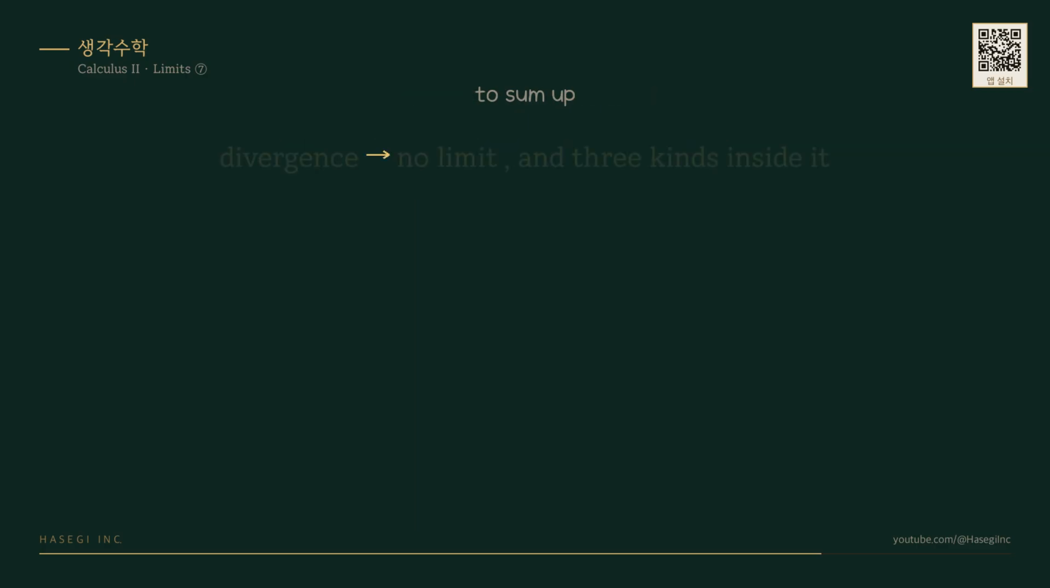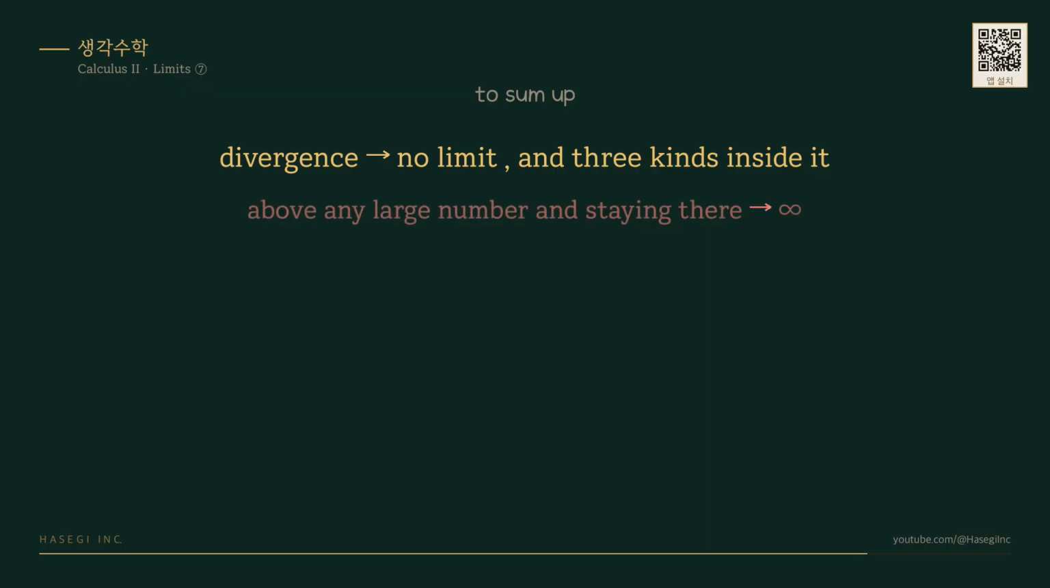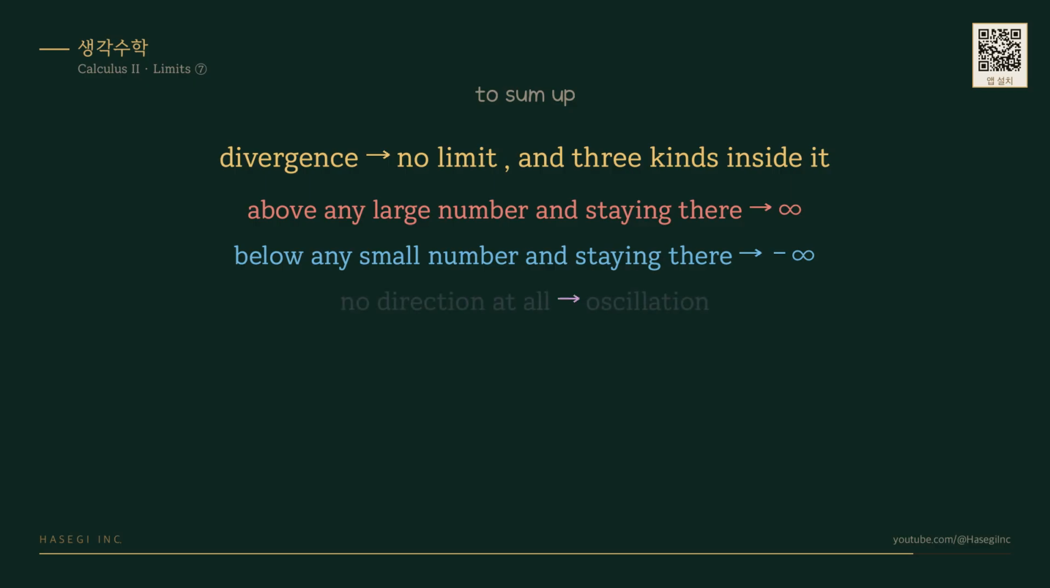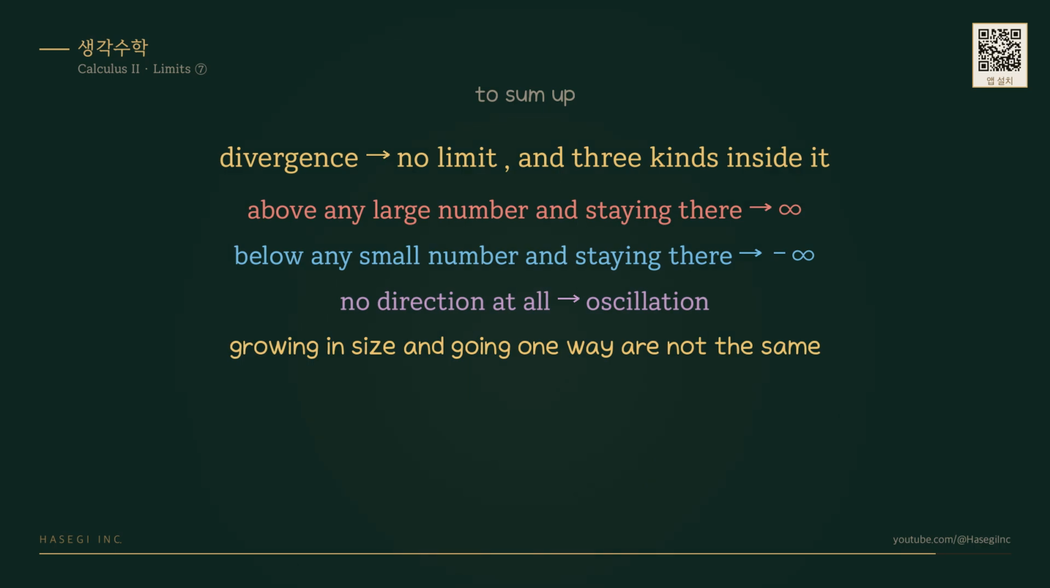To sum up, divergence means there is no limit, and inside it, there are three kinds. Rising above any large number and staying there is infinity. Falling below any small number and staying there is minus infinity. Settling on no direction at all is oscillation. Growing in size and going one way are not the same thing. Next time we turn closing in into a single narrow band.